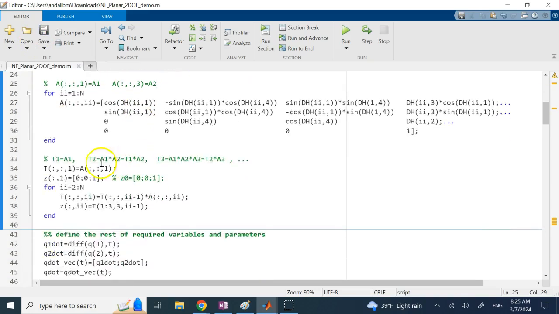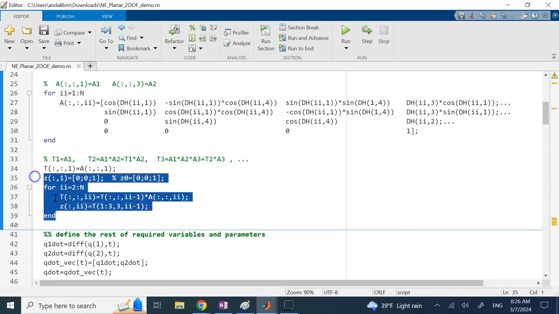Now, I need to get the T matrices. Remember, T1 is A1, T2 is A1 times A2, T3, and so on. And T2, I can write it as A1 times A2, but A1 is T1, so I can write it as T1 times A2. So here, look, I'm calculating my T's using a for loop.